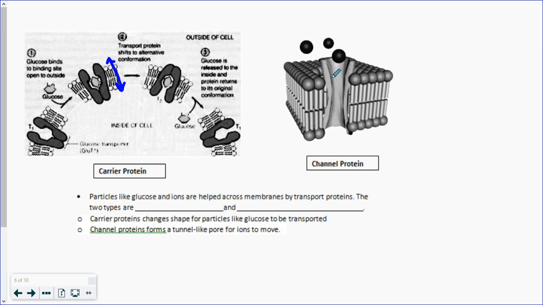Channel proteins are kind of like that. They're a little bit less specific. They typically allow many different things through. So particles like glucose and ions, so again, positively or negatively charged ions, are helped across the membranes by transport proteins. Again, these proteins are embedded throughout that bilayer membrane. So the two types are channel proteins and carrier proteins.